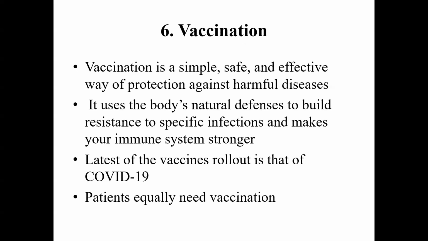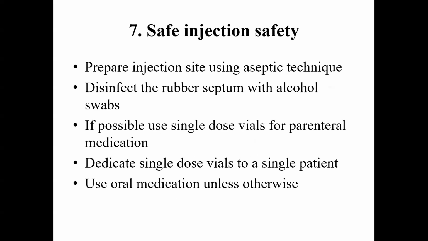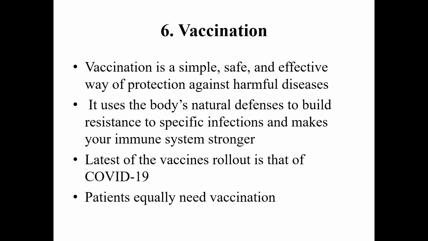Then we have another important aspect of standard precaution, which is vaccination. Jaimbo had briefly talked about it. And vaccination is a simple, safe, and effective way of protecting against harmful diseases. Since childhood, all of us must have come across so many vaccines. Many of us have a lot of vaccines in our systems, and they are protecting us very well.